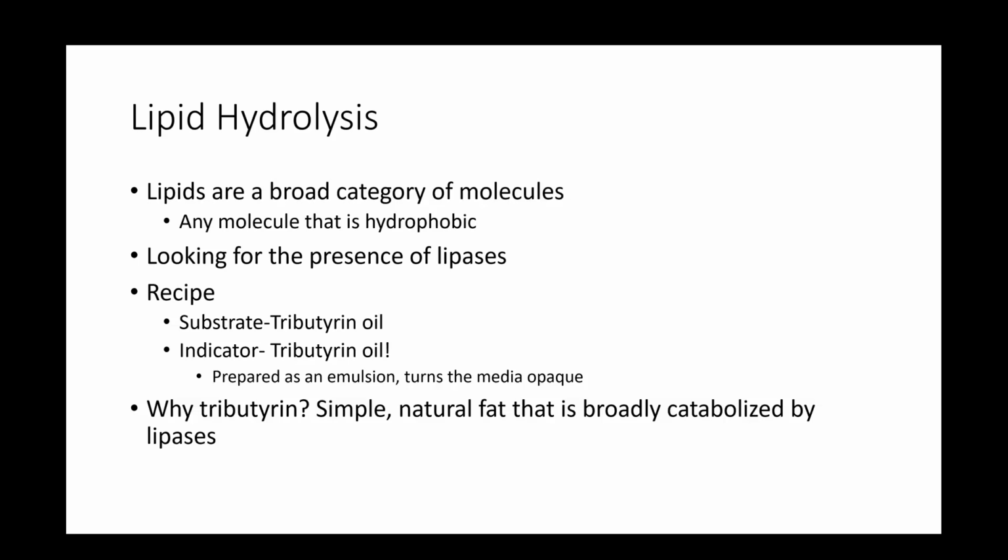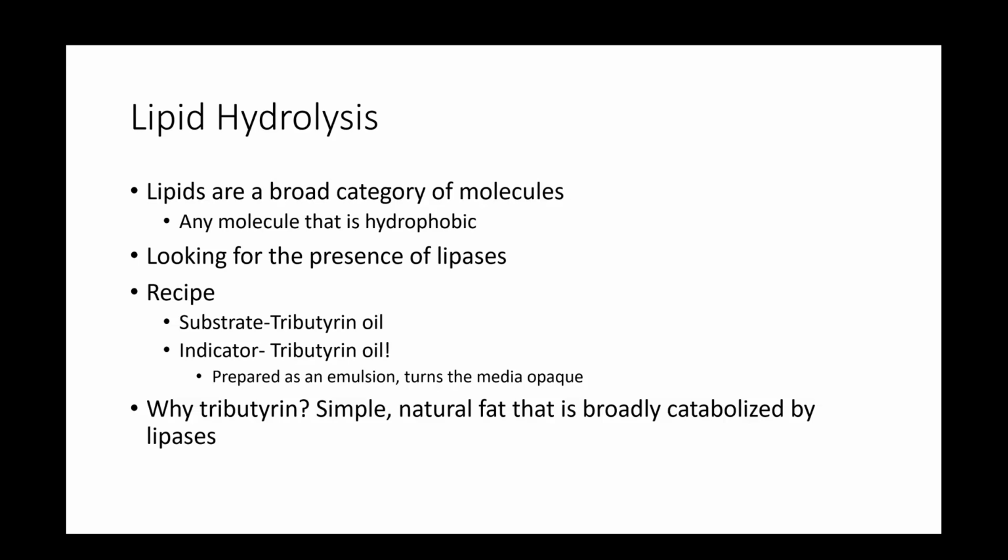So this agar is kind of a tricky agar to make. You have to heat the water to make the agar dissolve, cool it down to a certain temperature, add your tributyrin oil, and then put it in a blender and emulsify it. Think about shaking up salad dressing: if you shake it really, really hard, you turn all the oil into tiny little droplets and emulsify it. That's what we want, because when we emulsify tributyrin oil, it turns a really nice opaque color, which we can then use as an indicator.